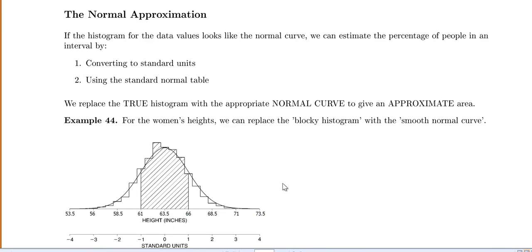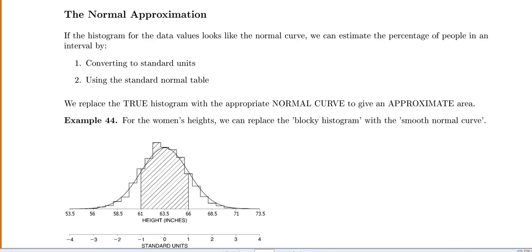Now let's talk about the normal approximation. If the histogram for our data values looks like a normal curve, we can estimate the percentage of people in an interval by first converting to standard units, and then using the standard normal table. What we're going to do is replace the true histogram with an approximate normal curve to give an approximate area.